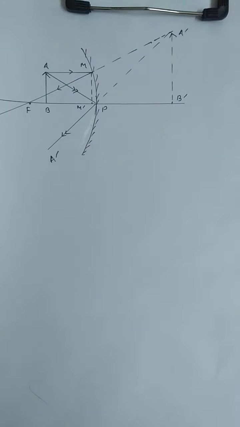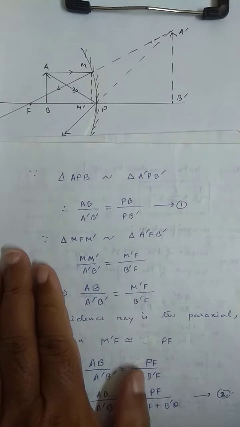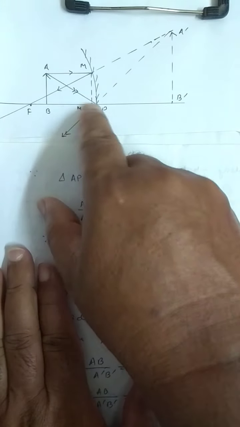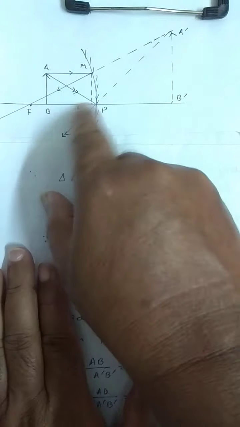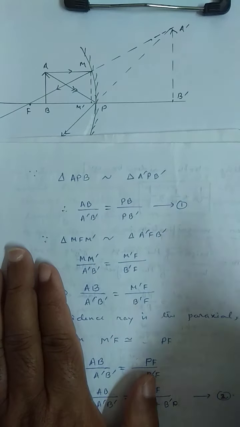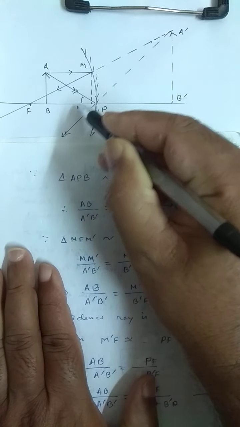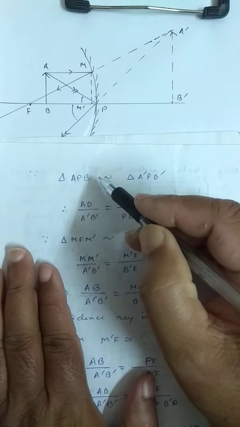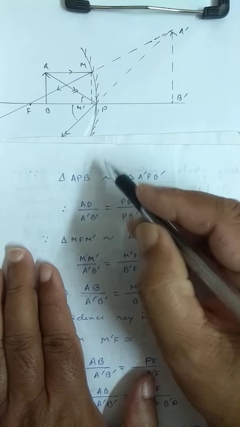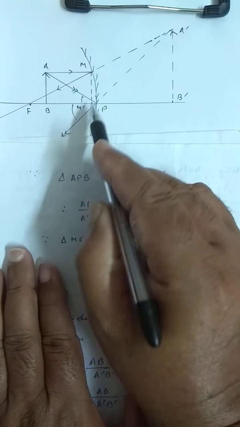Okay, now as previously, we considered two triangles. What are the triangles? APB is similar to A dash PB dash. Why are they similar? Because these angles are the same: angle of incidence is equal to angle of reflection.